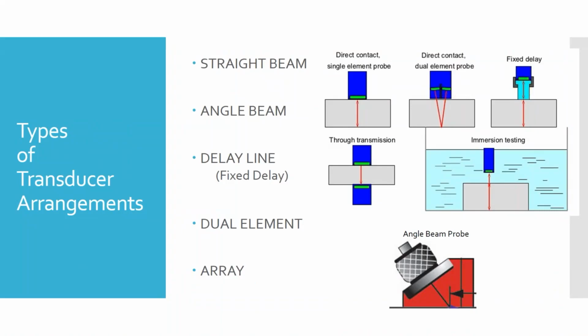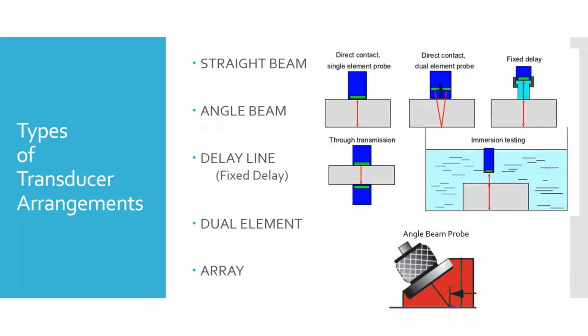And then dual element or through transmission is shown here on the bottom left. That's where, rather than bouncing sound off of the back wall or off of a flaw, we're going to see if it gets attenuated, or if for some reason it's blocked from traveling through the part. So if you have a flaw, your sound's not going to travel from one side to the other.